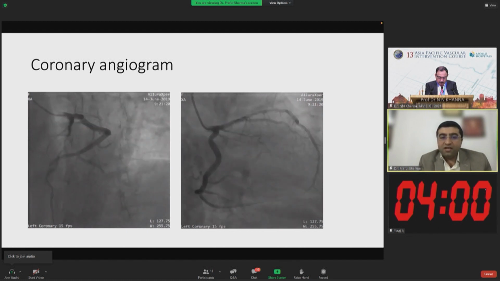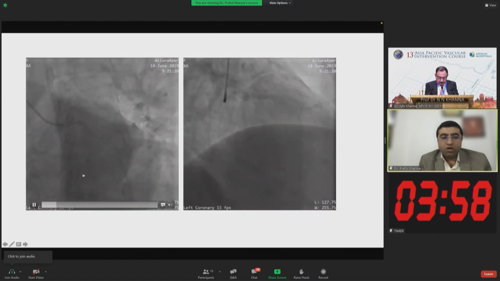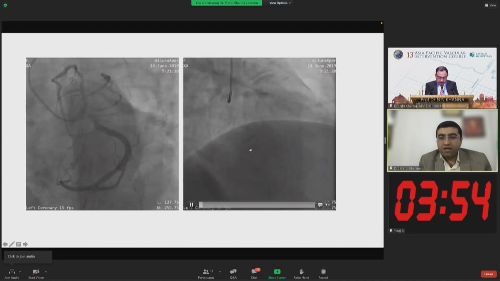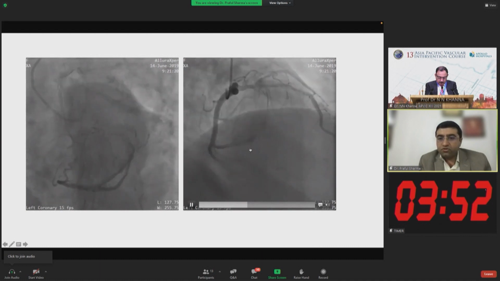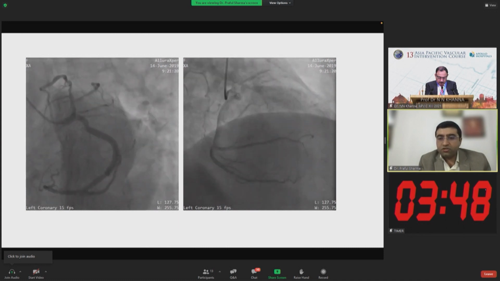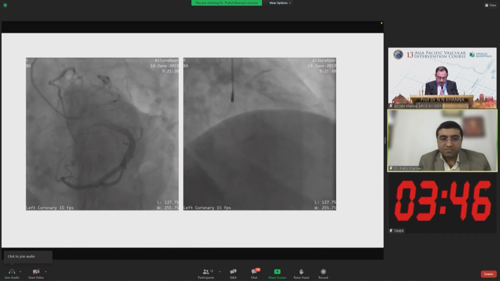Even the lesion in the LAD looks borderline. So we thought we'll just confirm it and do intravascular imaging. Now, if you see in various views, the lesion in the LAD looks borderline, and it does not show us any significant amount of calcium.